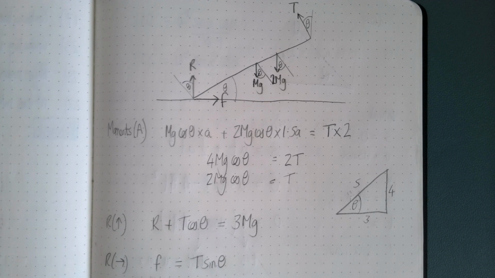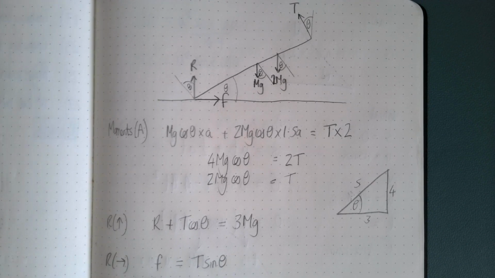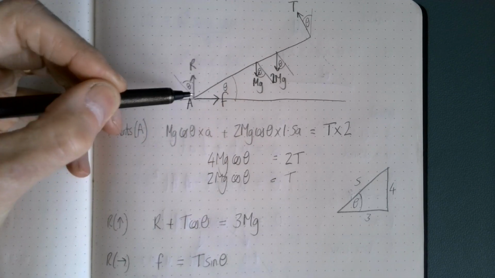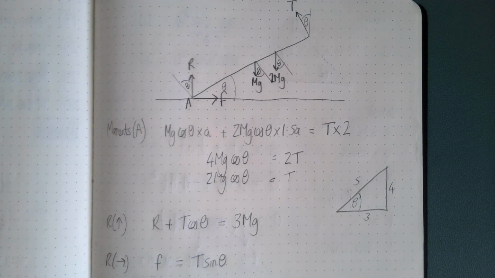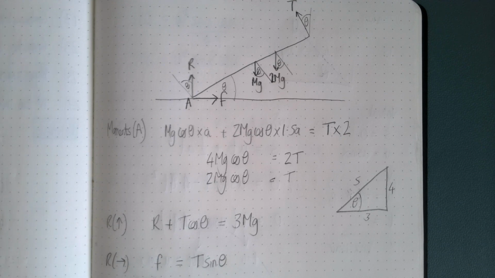Whenever you get one of these questions where it's the same as ladder questions, it's always a three-step process really. Moments about either end. It's easier to do moments about this end. That's A, isn't it? Because you then don't have to worry about these two forces. And the moment is force times distance. Well, these two forces have a distance of 0, so I can ignore them. And then resolving in two directions. So in this case, I'm resolving straight up and horizontally. So let's do that, and then let's have a look at the question and see what it's asking.